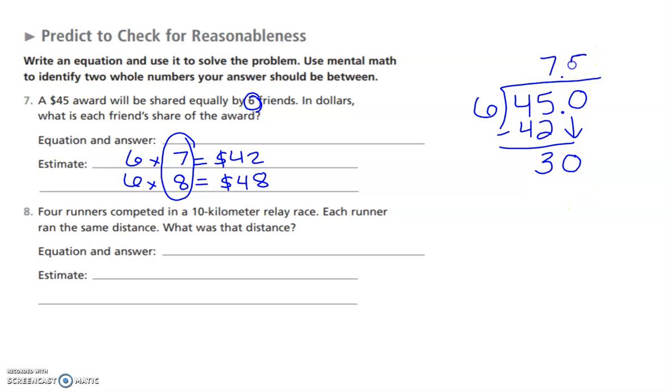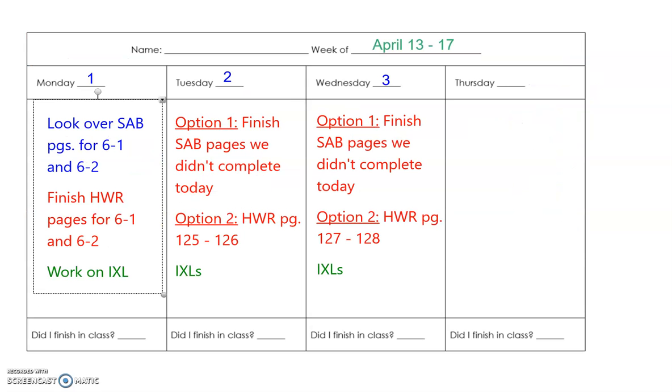And then I can just bring down this 0. And then 6 will go into 30 5 times, which then makes that perfect. So that means then that my answer would be that each of us earned $7.50.